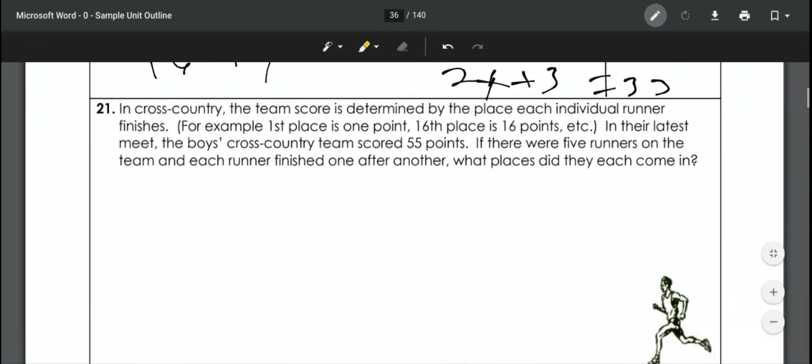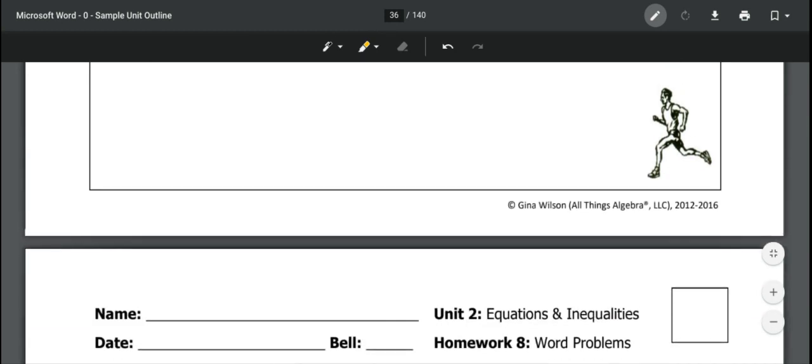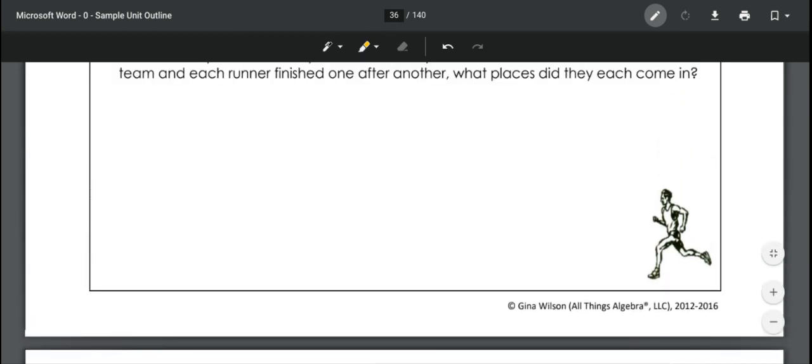And then the last one we're going to do, and then you definitely need to make sure that you're practicing the homework with these. It says in cross country, the team score is determined by the place each individual runner finishes. For example, first place is 1 point, 16th is 16 points. In their latest meet, the boys cross country team scored 55 points. If there were 5 runners on the team and each runner finished one after another, so they were consecutive, what places did they each come in?